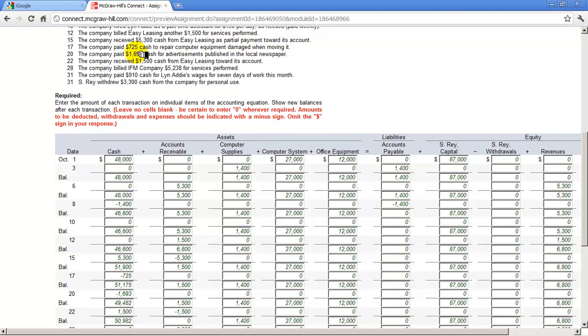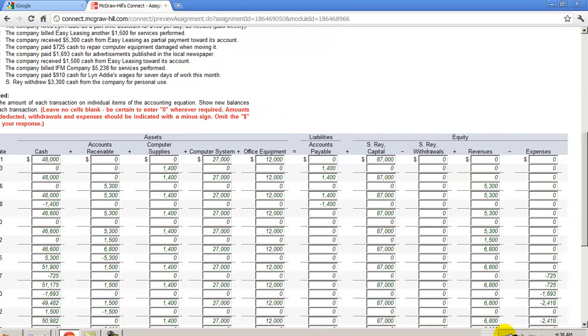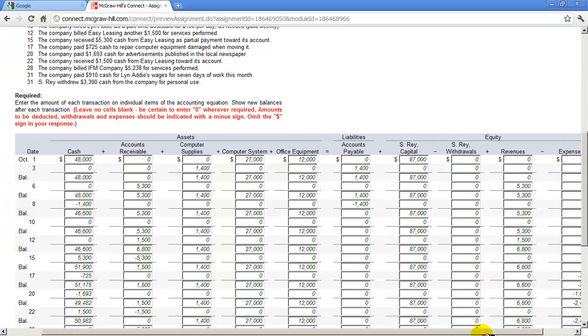The company paid $725 cash to repair computer equipment that was damaged when moving it. So we'll go down to the 17th and we'll reduce our cash account by $725, and then we will also reduce under the expense column $725 because that's an expense that we've incurred and we paid cash for it.